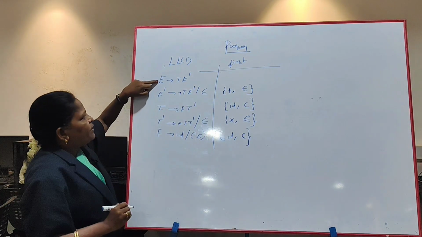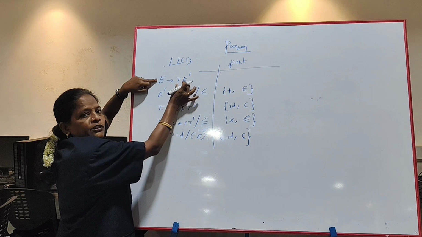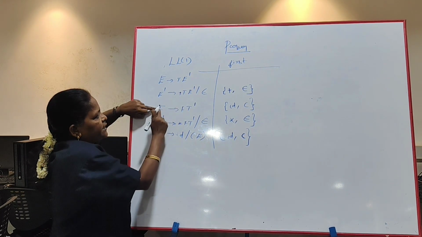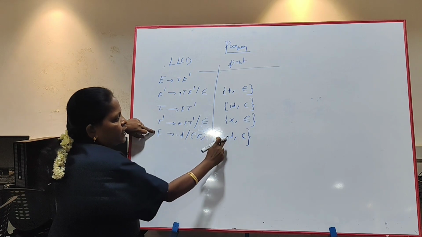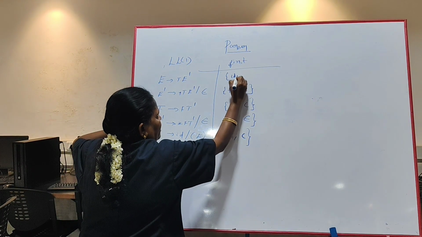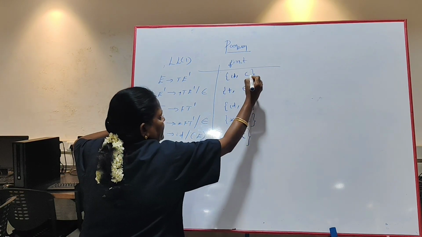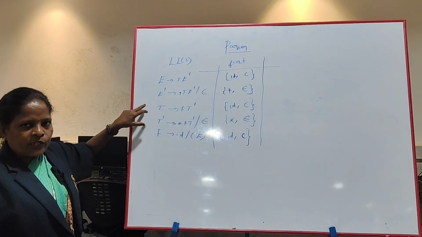Okay, then first of E. First of E is nothing but what? First of the entire right production. Here first of T. First of T is nothing but first of F. First of F is nothing but ID comma opening bracket. Here you should write ID comma opening bracket. So this is the way to construct first for the given production, right?